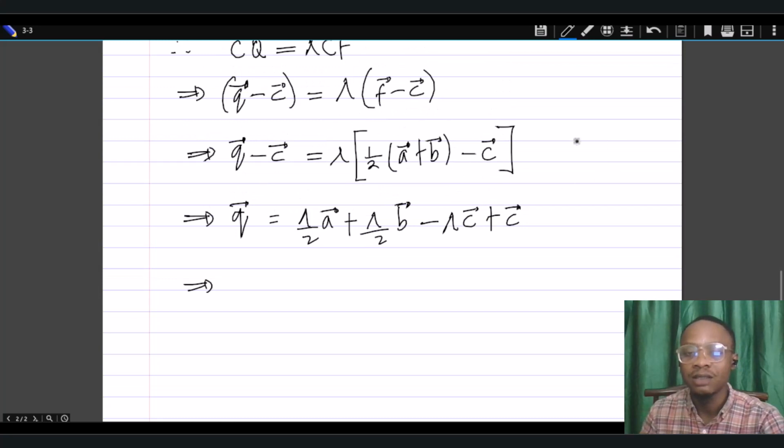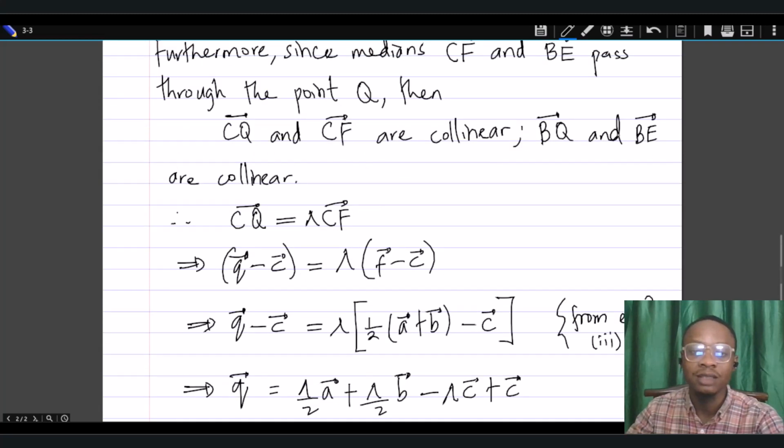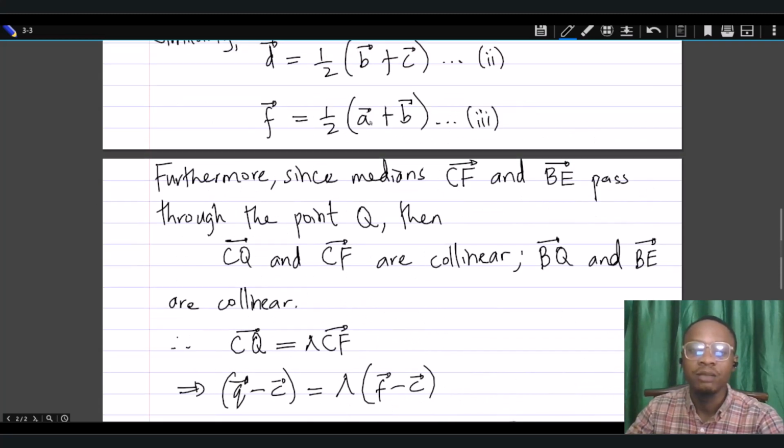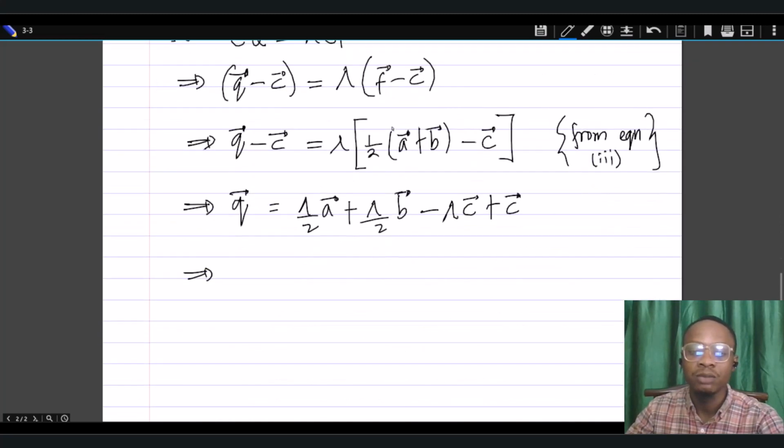So we can simplify this even further. Of course, don't forget that how we came about this is by using equation 3 up there. So when you come across it, you know exactly what we did. We removed F and replaced it with 1 over 2 into A plus B from equation 3. That's how we came about this.